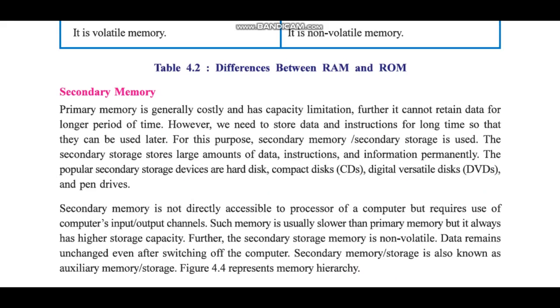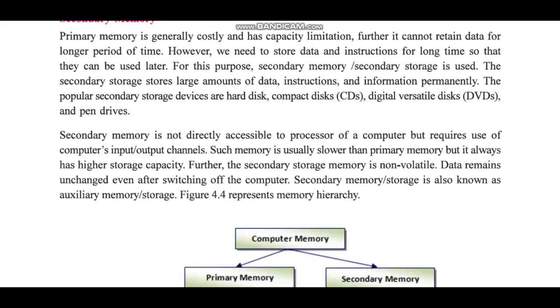The popular secondary storage devices are hard disk, CD, DVD, and pen drive. CD stands for compact disc, is circular in shape. DVD stands for digital versatile disc. If you want to store your data for future use and access it in the future, then secondary storage devices like hard disk, CD, DVD and pen drive are used.